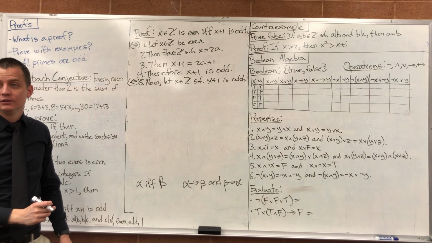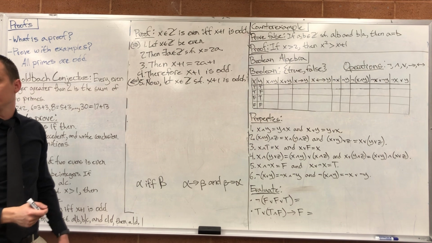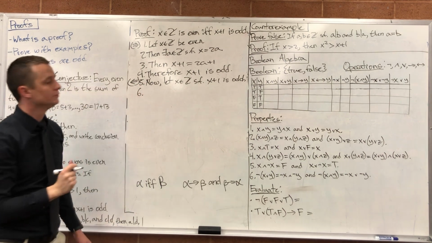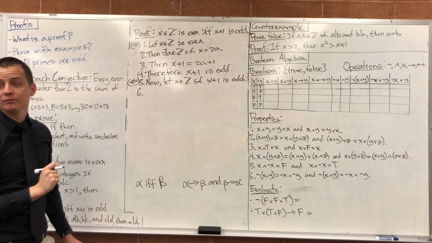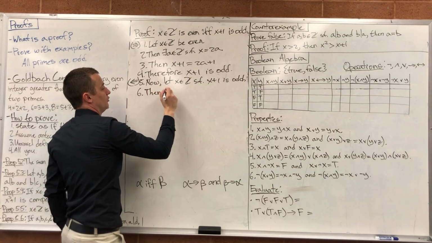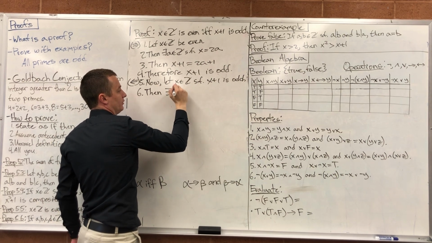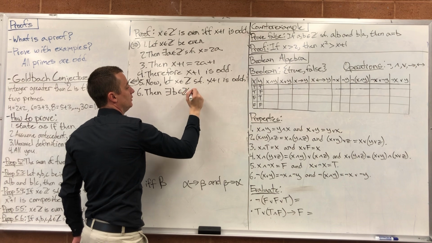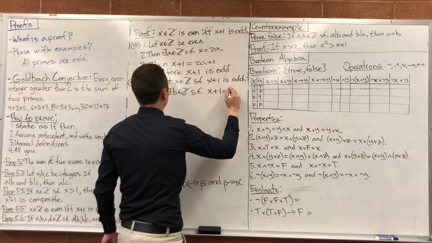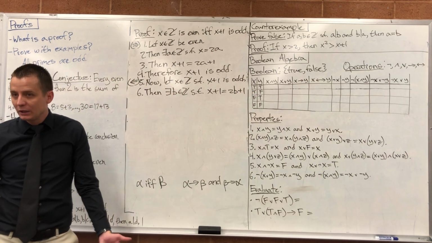Let x be an integer such that x plus 1 is odd. If x plus 1 is odd, what do we know about it? Then there exists some integer, we'll pick a different integer just so we're not repeating it there. Then there exists some integer b in Z such that x plus 1 is equal to 2b plus 1. That's what it means for x plus 1 to be odd.